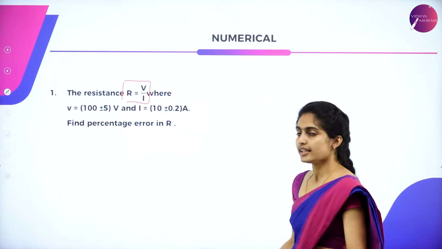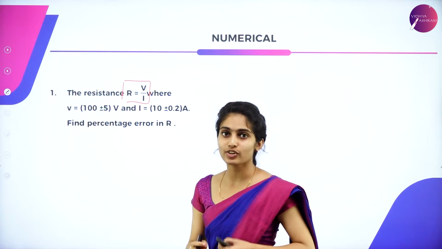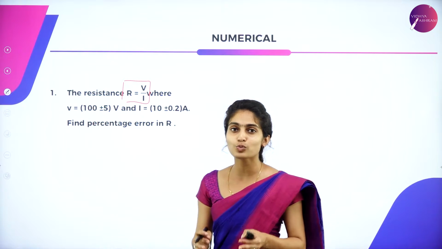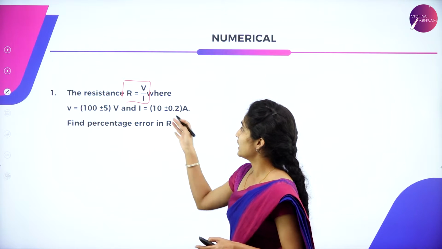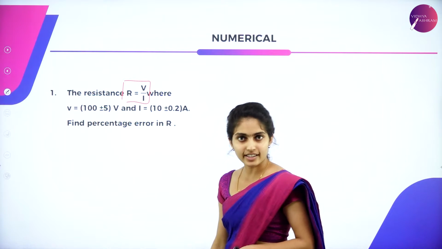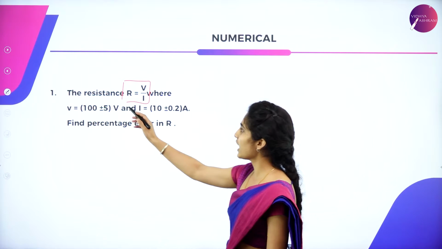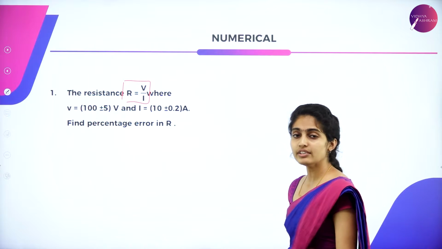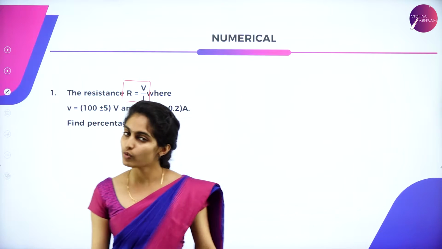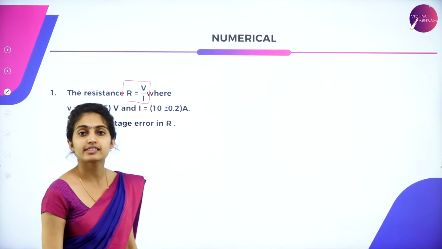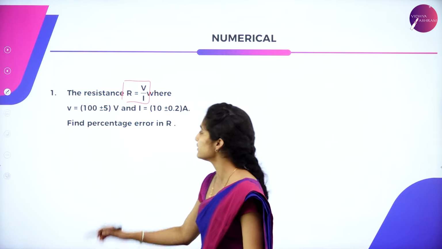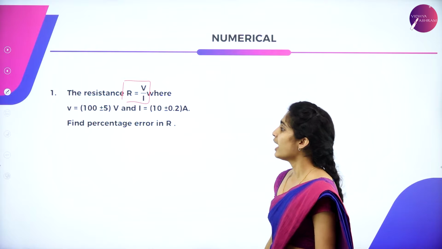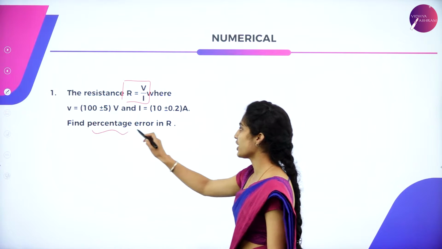This equation you already have studied in your 10th standard, Ohm's law: R is equal to V by I. The resistance is equal to voltage by current. It will be studied in detail in our upcoming classes. So here we have the resistance given as R is equal to V by I, where V is equal to 100 plus or minus 5 volt, and I, that is current, is equal to 10 plus or minus 0.2 ampere.